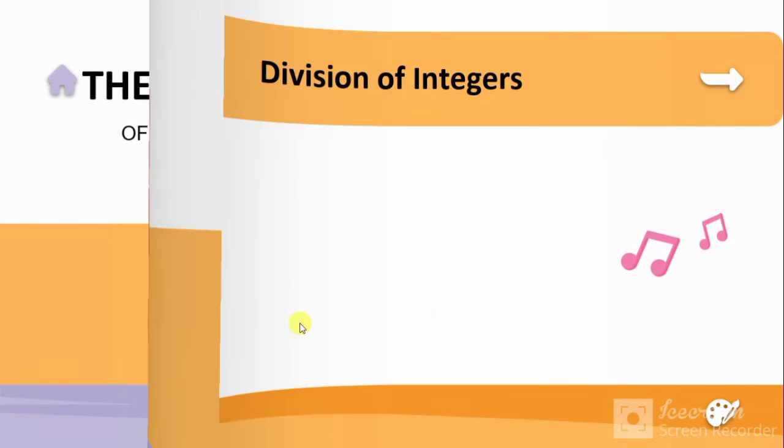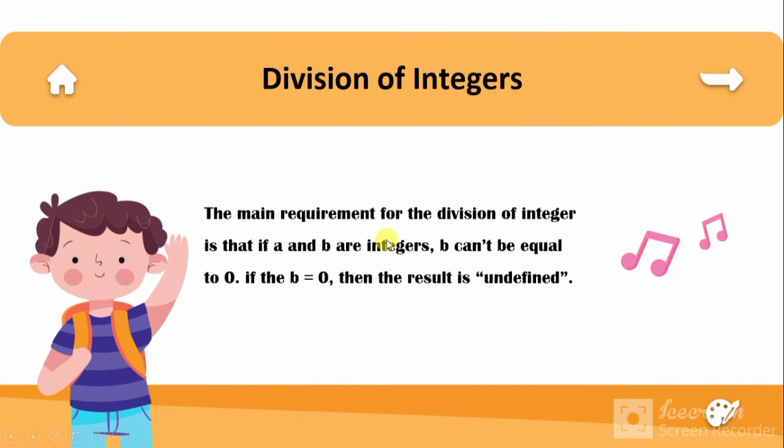And next, the main requirement for the division of integers is that if a and b are integers, b cannot be equal to 0. Why? Because if b is 0, then the result is undefined.